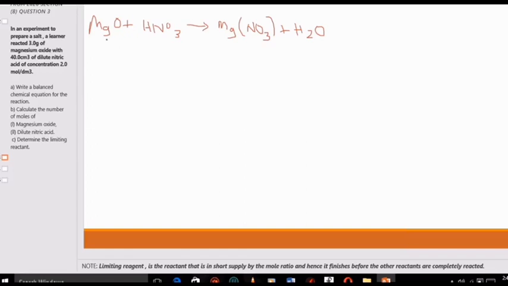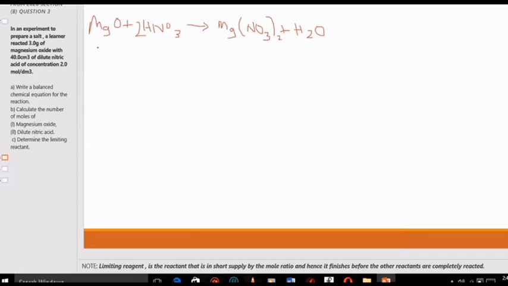Okay, so in chemistry, always you need to balance the equation. If the equation cannot be balanced, it means the equation does not exist. So in chemistry, always balance the equation. So we need to balance this equation. We need to put a 2 here, and also a 2 here. The equation is now balanced.